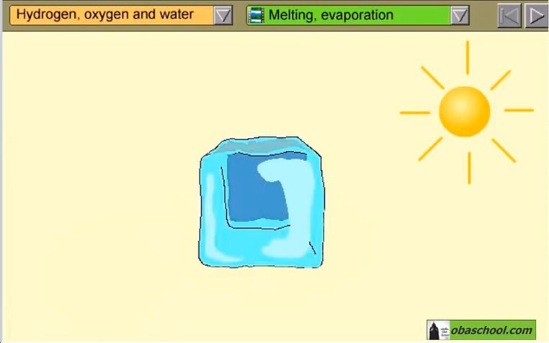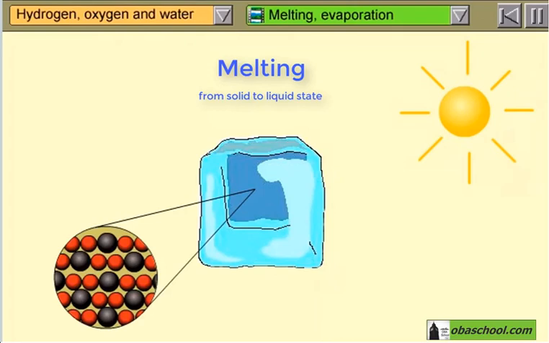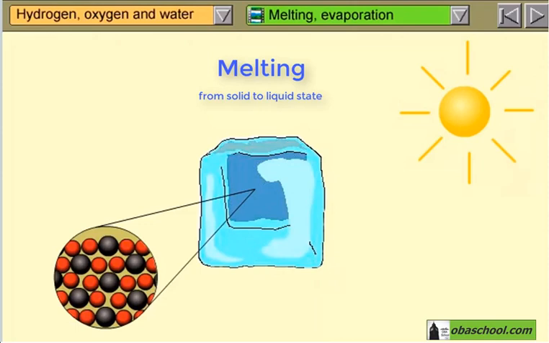In this simulation, we are going to investigate what happens to an ice cube in the sun. In other words, we are going to study melting, which is the change from solid state to liquid state. You can see in the circle the arrangement of the water molecules in the ice cube. The molecules are close to each other, and that is one characteristic of the solids.